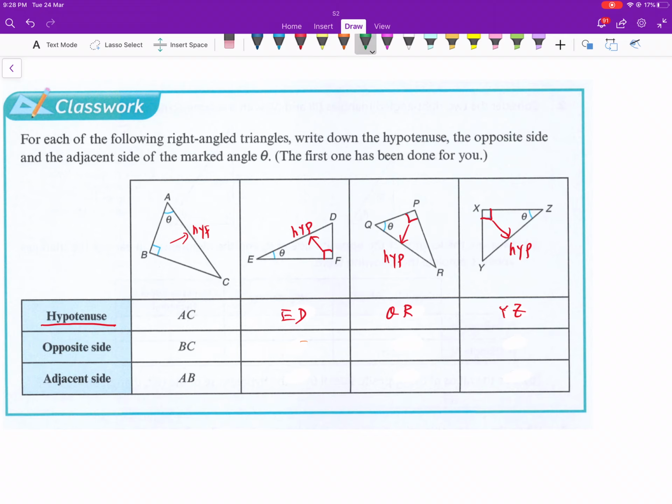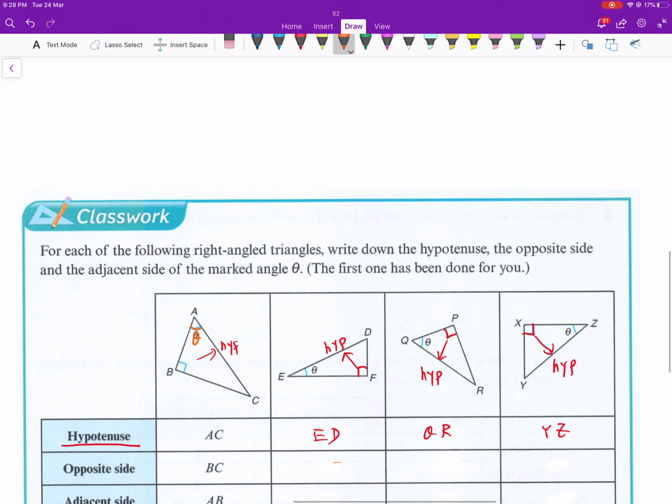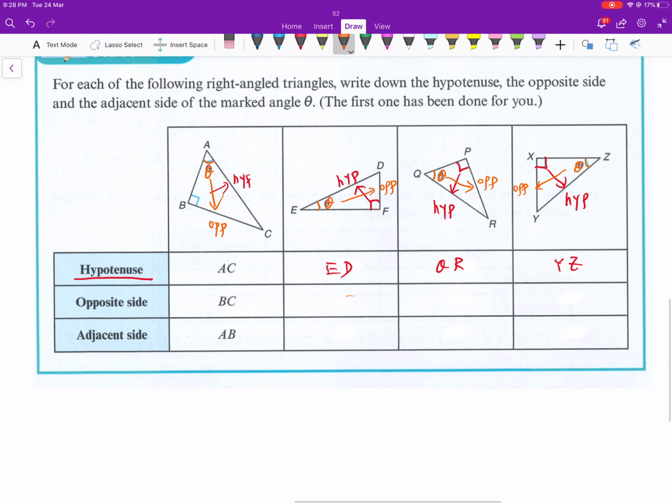All right, and then you deal with the opposite side. Opposite to theta, so this one is the opposite side. So the opposite side is DF, PR, and XY.